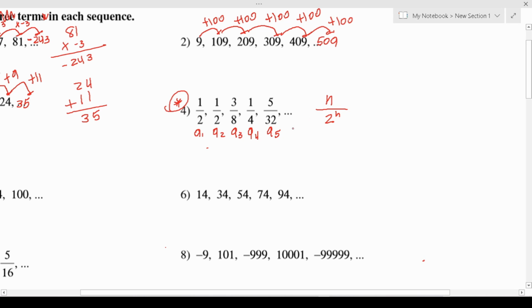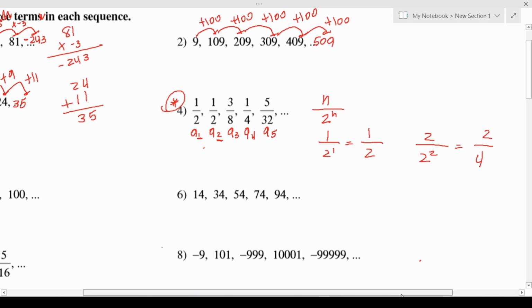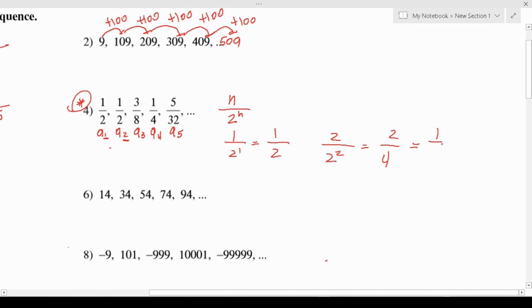And let's see if this holds true. So a to the 1, that means n is 1. So let's see if this holds true for number 1. Let's plug in, and again, this is in the n equals 1 position. So this is 1 over 2 to the 1, which is just 1 over 2. All right, let's see if it holds true for the second term. We have term number 2, so we know n is going to be 2. So this is going to be 2 over 2 squared. So this is going to be 2 over 4, which can be reduced to 1/2.